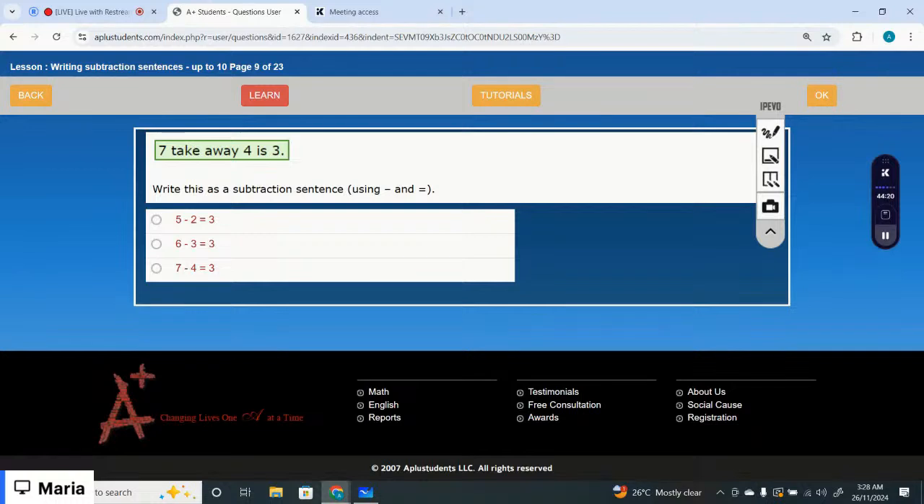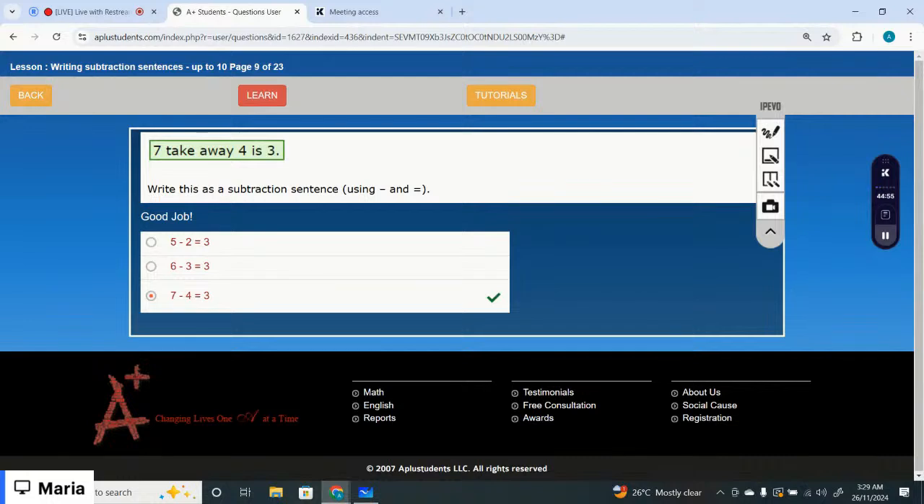Write this as a subtraction sentence. 7 take away 4 is 3. So, which is the correct option? Option number 3 is the correct option. 7 take away 4 is 3. Option number 3 is the correct option.